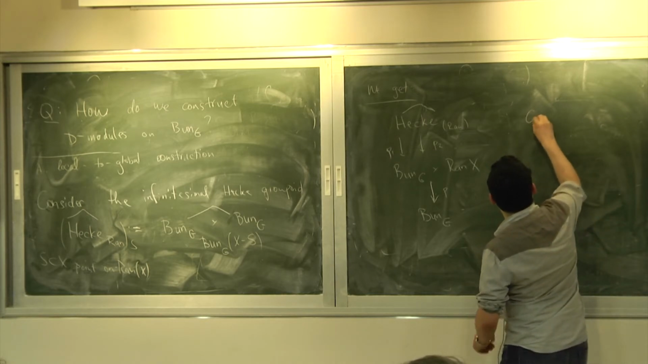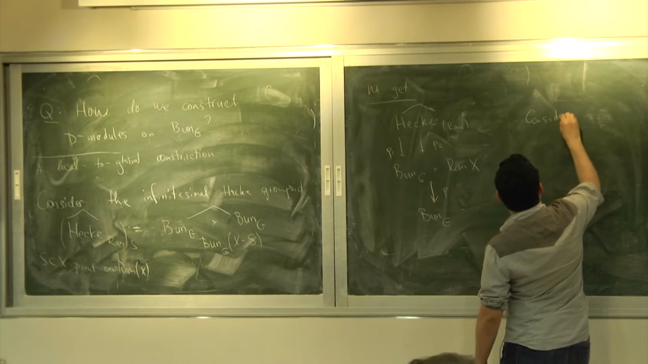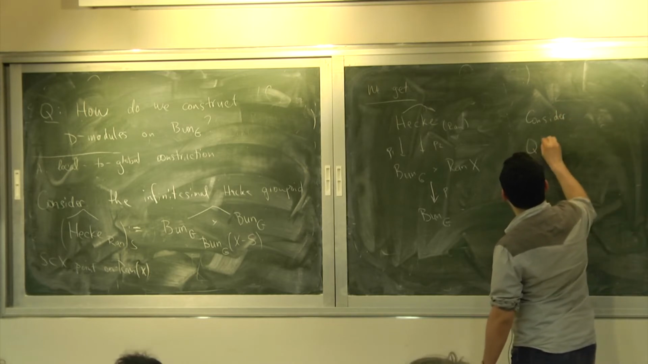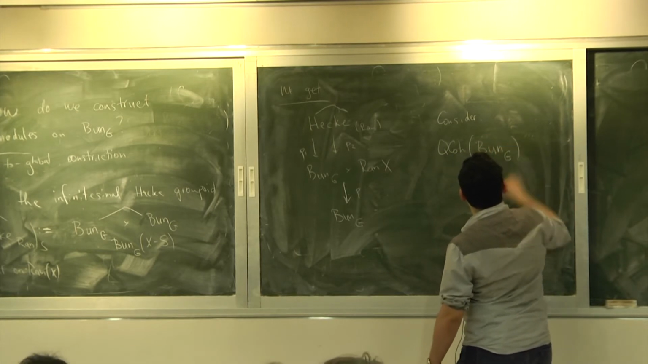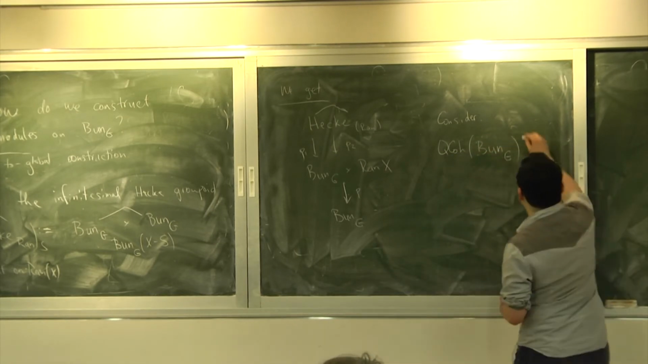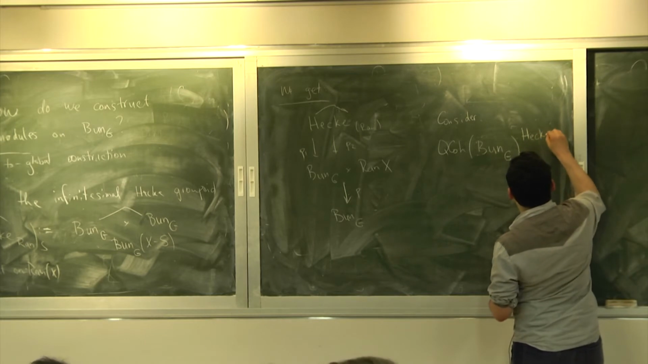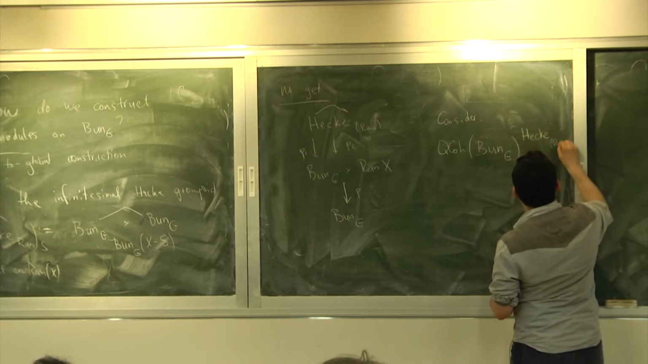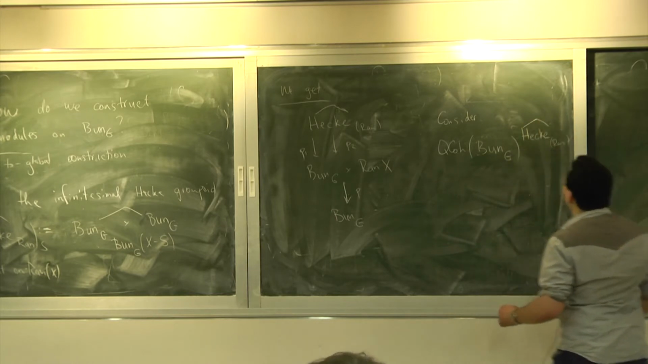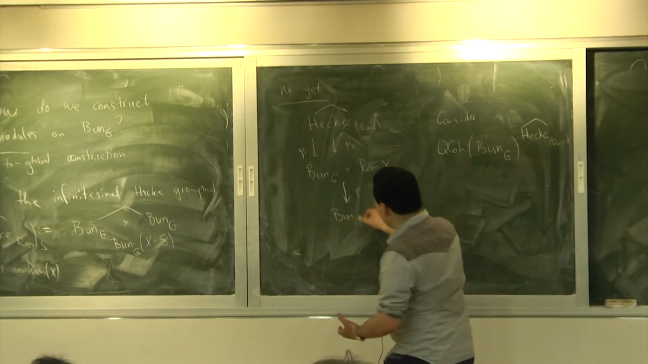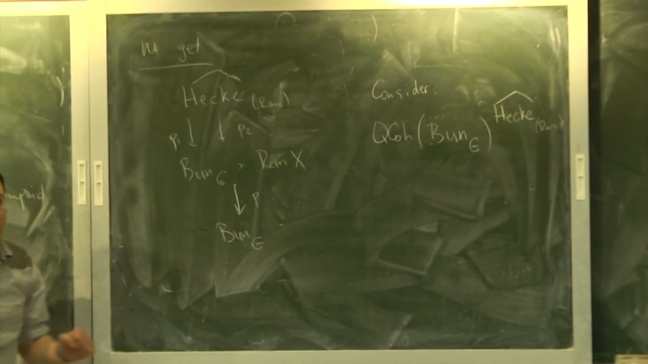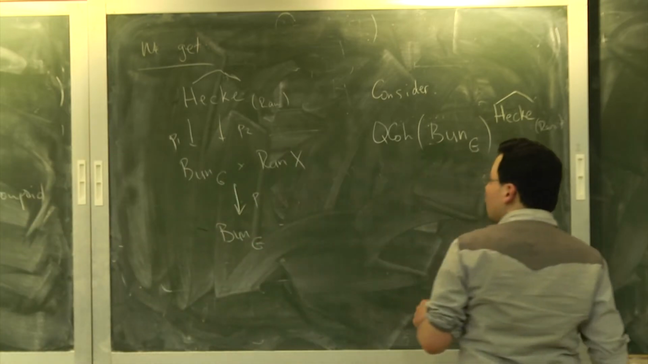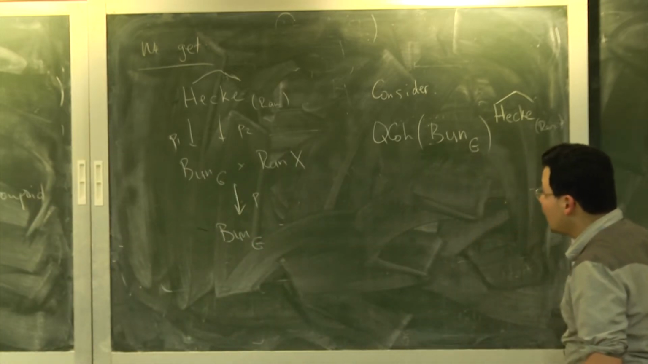So we can consider quasi-coherent sheaves on Bun-G which are equivariant with respect to this. Specifically, what this means is you pull back. You look at the two pullback maps that you're supposed to give an isomorphism, and there's coherence data associated with it.